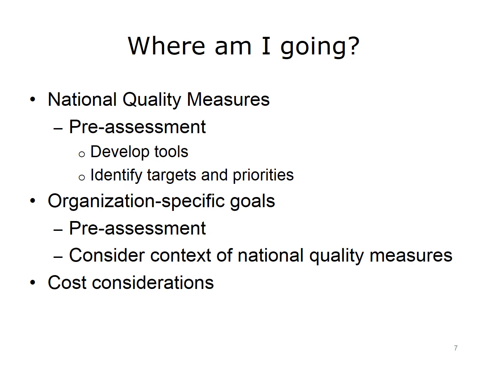In addition to the national quality measures, there may be organization-specific goals. While some of these will come from a similar pre-assessment, others may have already been identified. These too need to be prioritized, especially in the context of the need to address the targets for the national quality measures. As part of the prioritizing, assessment of the cost of developing quality improvement interventions versus the potential fiscal costs in not working on each area need to be considered.